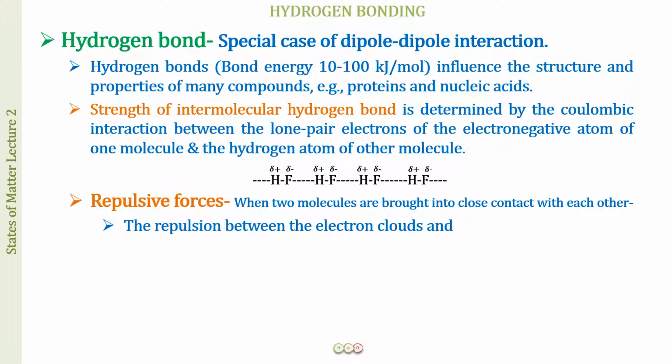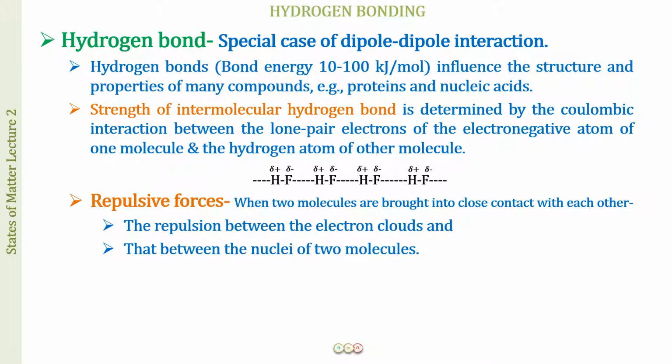So this is one type of repulsion that we will be seeing. The other type is repulsion between the nuclei of the two molecules. The nuclei are going to be positively charged. So when the two molecules come closer to each other, the nuclei of the two molecules will be repelling, and the electron clouds of the two molecules will also be repelling.